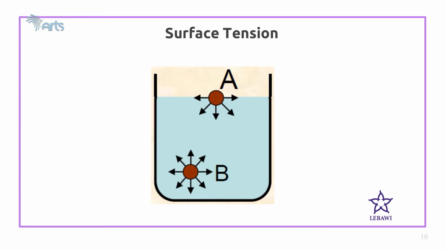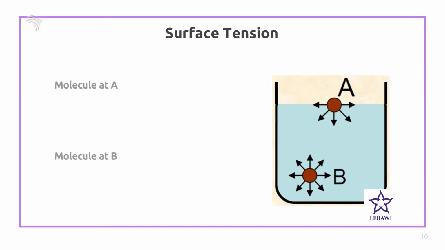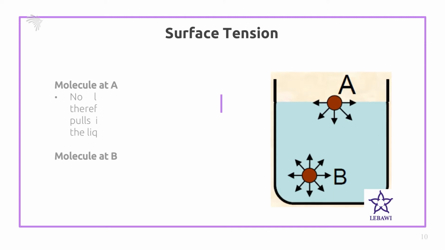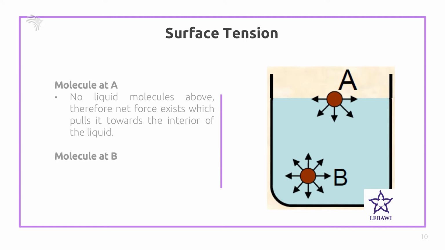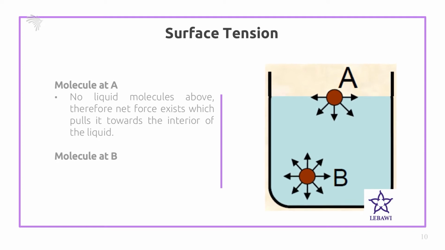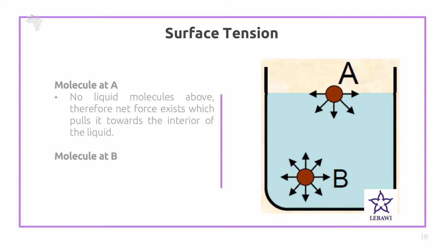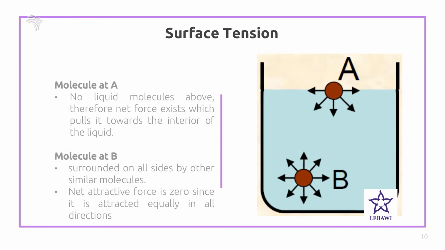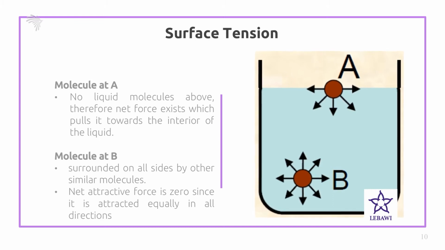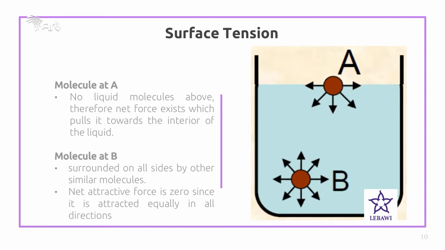If you see, for instance, these two molecules, molecule A and molecule B, in the case of molecule A, there are no liquid molecules above. Therefore, a net force exists which pulls it down towards the interior of the liquid. But molecule B is surrounded on all sides by other similar molecules, and the net attractive force is 0 since it is attracted equally in all directions.